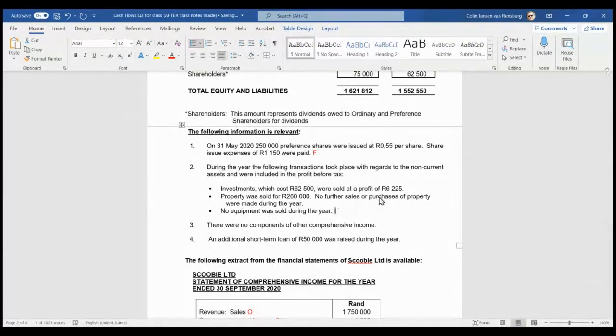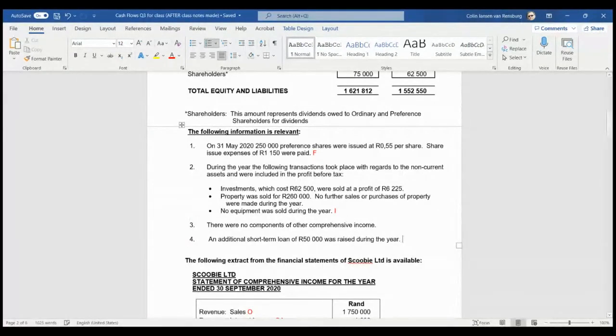Normally, I would indicate each item separately with an I, but I don't want to waste our time because all of these would be an I, that would be an I, that would be an I. Then they say there were no components of other comprehensive income. Okay, so if there's no components of other comprehensive income, it would also not involve a flow of cash. Normally, your other comprehensive income does not involve a flow of cash anyway, but in this case, there isn't any, so we don't have to indicate anything there.